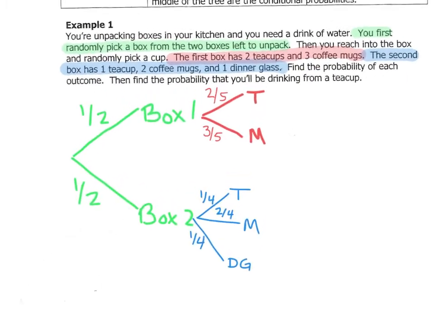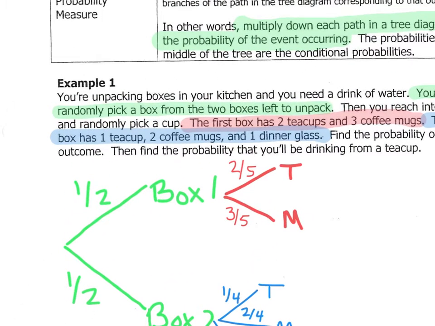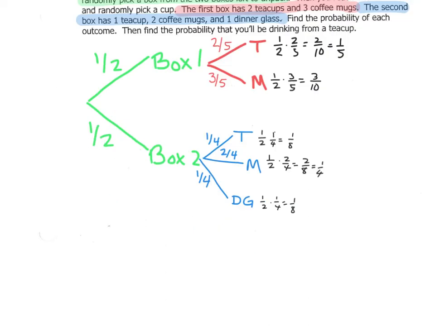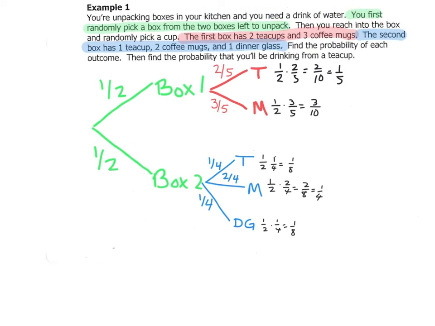The probability of each, like let's say we did box 1 and get a teacup, would be just 1/2 for box 1 times 2/5 for the teacup. And we would get 2/10 or 1/5. Multiplying down every branch to each leaf would give you the probability of any one event occurring, like this. So as you can see, I'm just taking the first box's probability and then each individual cup's probability, multiplying them together, and I get all the probabilities.